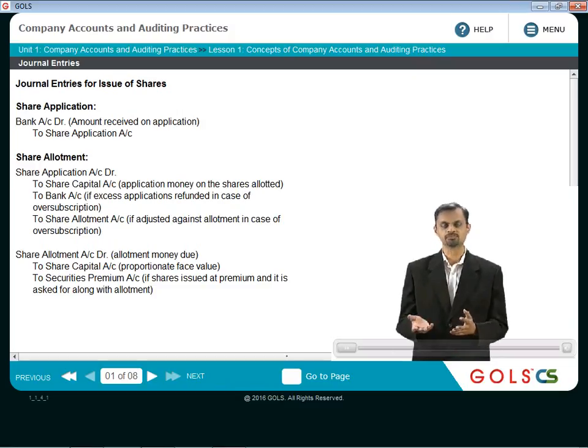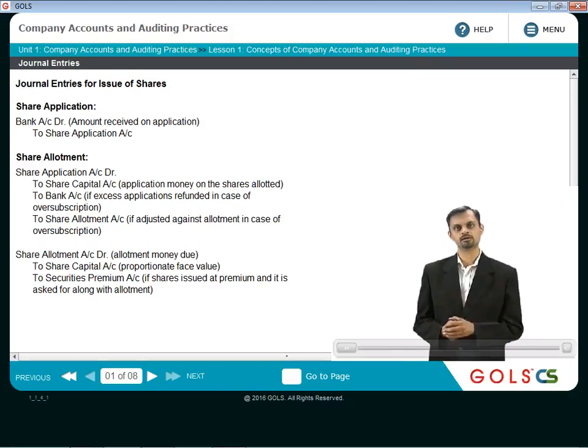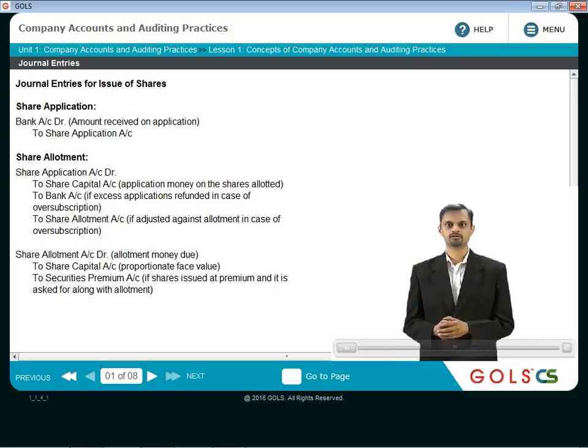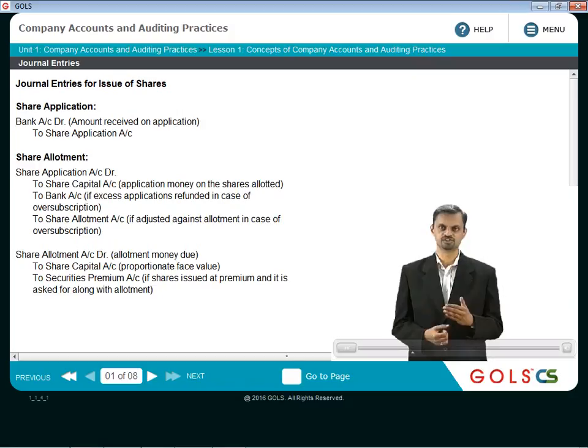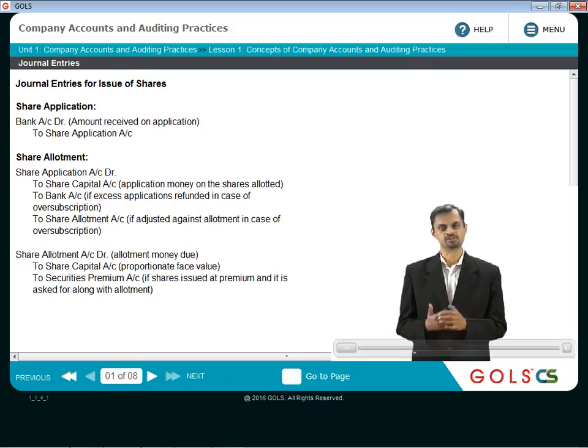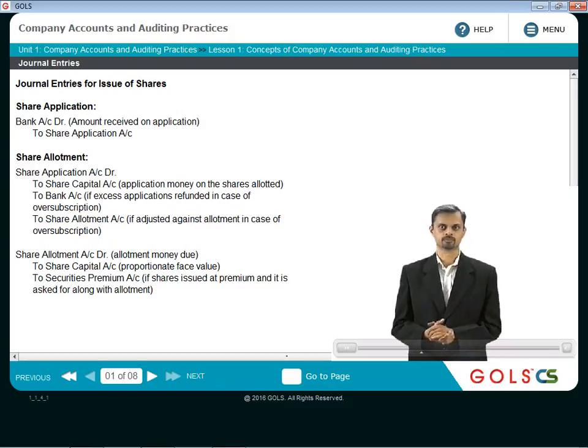So when the application money is received by the company, that's the first time the company will record a journal entry. The entry will be bank account debit to share application account to the extent of the money received. Now, this will not be credited to share capital immediately because unless the shares are allotted, the share capital does not come into existence. So that is why it will temporarily be kept in share application account.